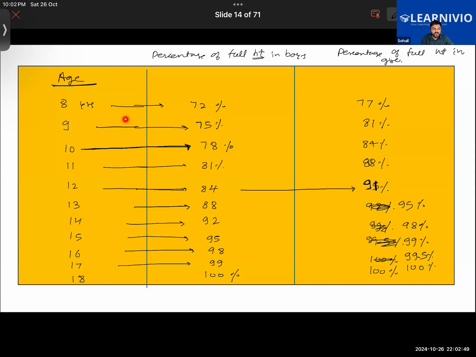Yeah. So if a boy is 8 years old, he has only attained 72% of the total growth of the height, or the girl has 77%. Getting it? So from 8 to 18, the percentage of full height attained by a girl or a boy has been shown here. For the boy it's 72, 75, 78, 81, like this. For the girl it's 77, 81, 84, 88, 91, 95, 98, 99, 99.5, and then 100%. Got this so far? Yes. Okay.